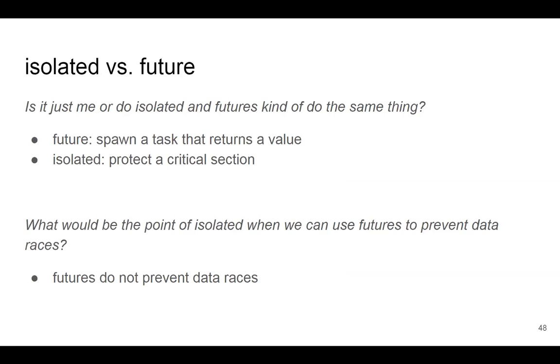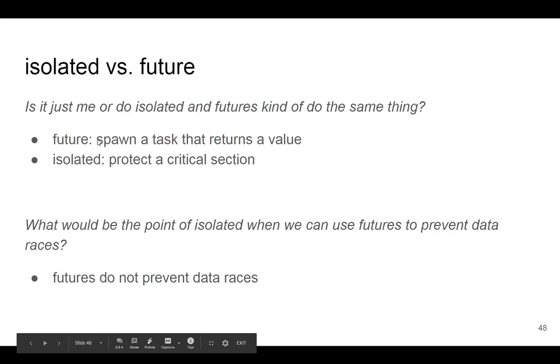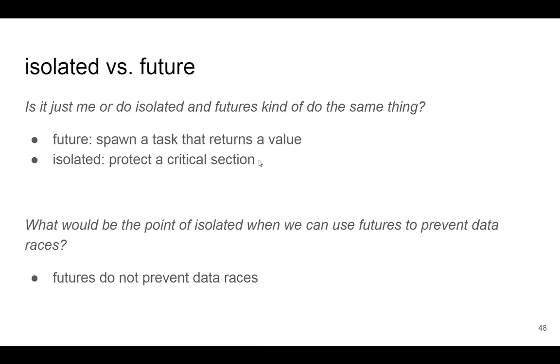Okay, so some quick questions. Is it just me, or do isolated and futures kind of do the same thing? No, is the answer. That's why we're going to cover this. Future spawns a task which returns a value, and isolated is all about protecting a critical section of code. So one of them creates a task that returns a value and is all about running things in parallel.